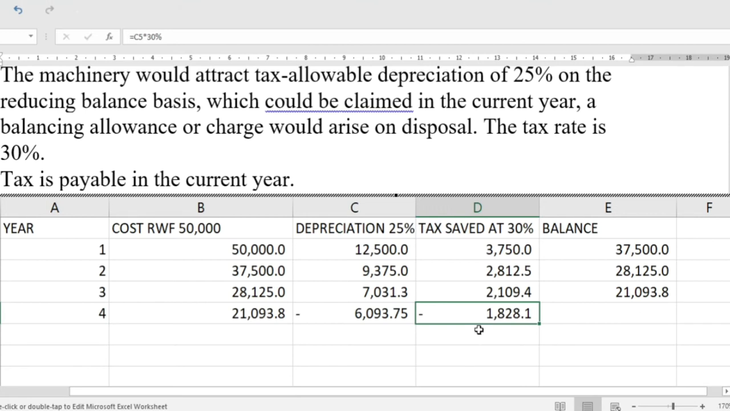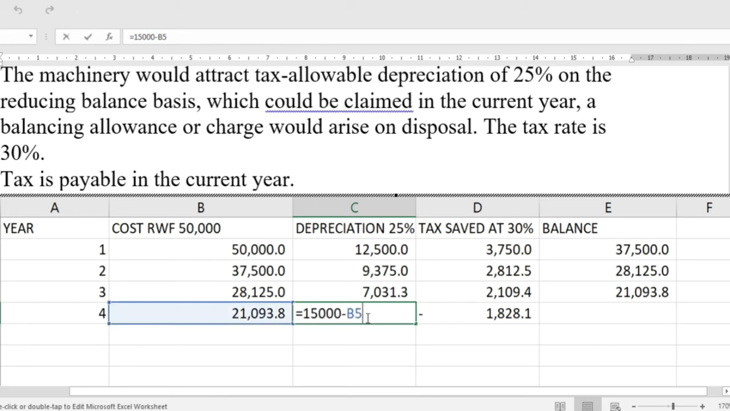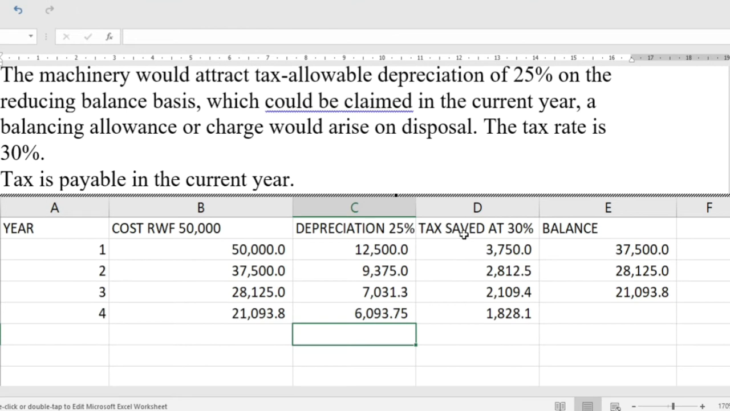This is our tax saved. We want to remove this minus. We take the high amount minus the lesser amount, which is equal to another 15,000. This amount is our tax saved.